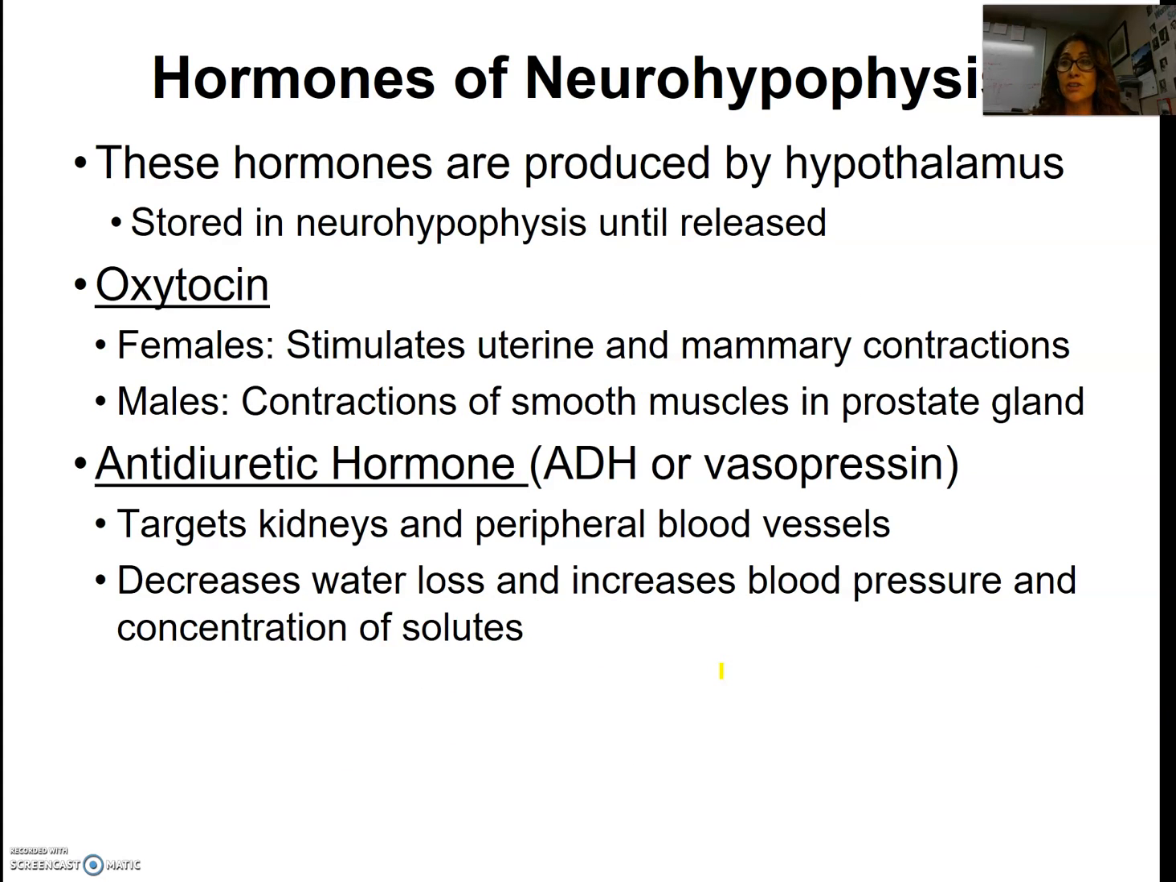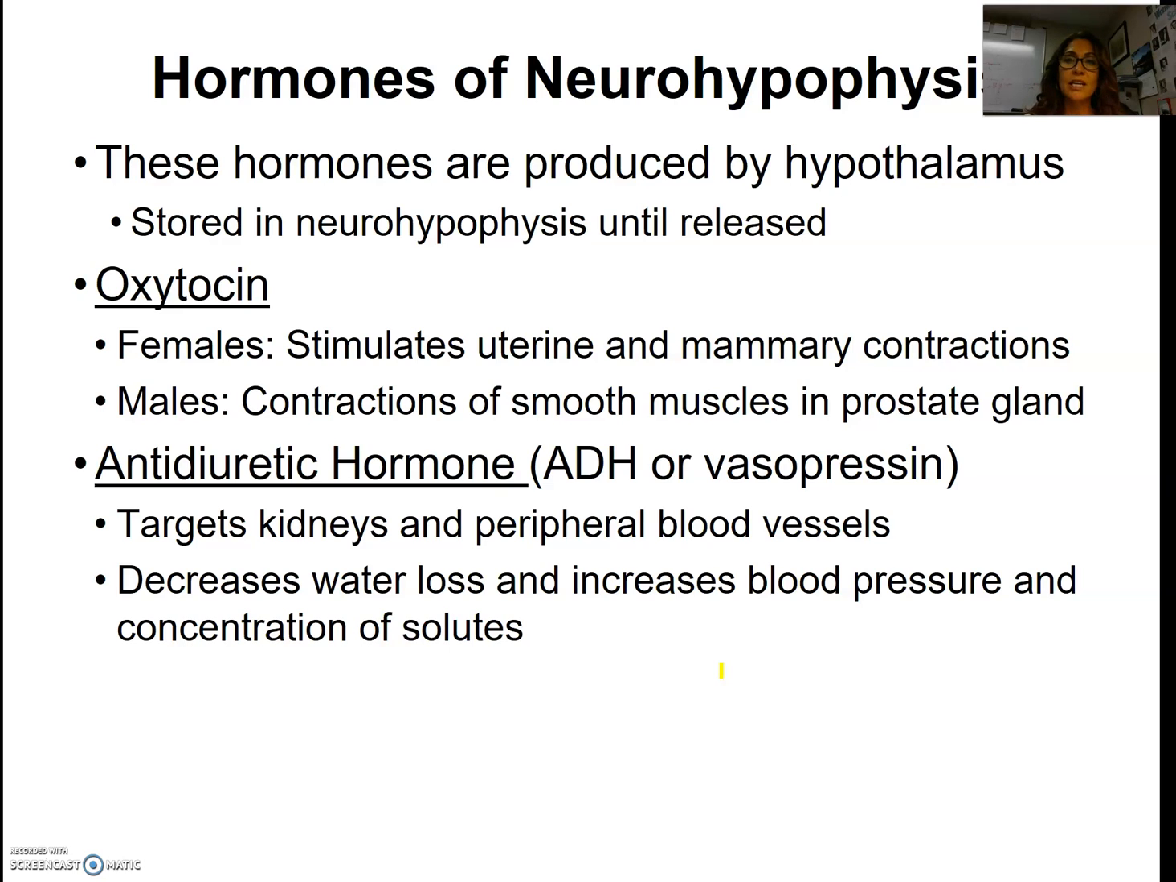Now that's the anterior. The posterior portion, or the neurohypophysis, produces only two things: oxytocin and antidiuretic hormone, ADH. ADH is also called vasopressin, so you might see that in some of the literature. Oxytocin in females stimulates uterine contraction and contraction of smooth muscle in the mammary tissue in response to reproduction, so childbirth, and in milk letdown. So oxytocin is super important for lactating females.